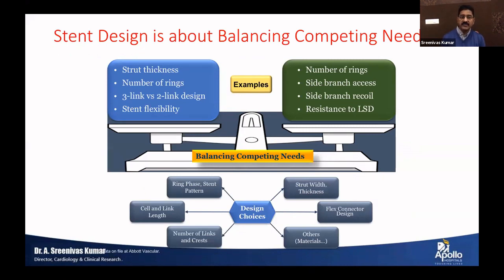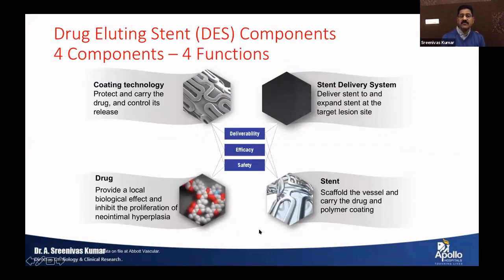So if you are to see the various design choices, such as strut thickness, the important things of a stent is basically that the stent has to be deliverable and it has to give an immediate good result. Immediately it has to be safe to the patients. And then follow-up results should be good without increasing TLRs and restenosis rates at follow-up. If you have to see how this is happening, the four important components of any stent would be basically the stent scaffold, which could be metal, which is stainless steel or cobalt chromium.